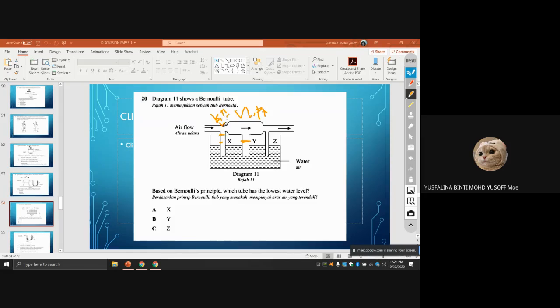Velocity high, pressure is low, so water can rise up. Right, this one, the velocity low, pressure is high, so it will push the water down. So the answer is B here. Alright, next question.